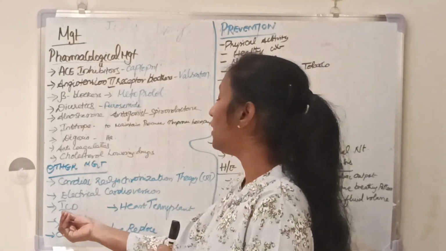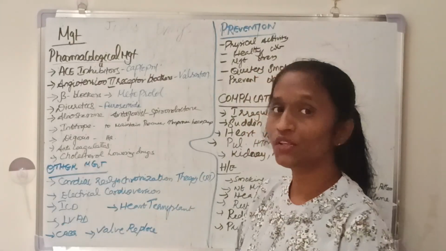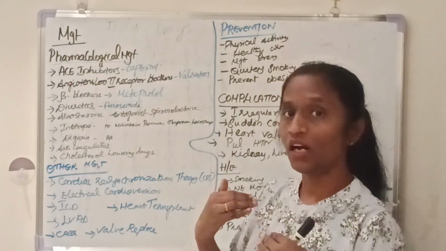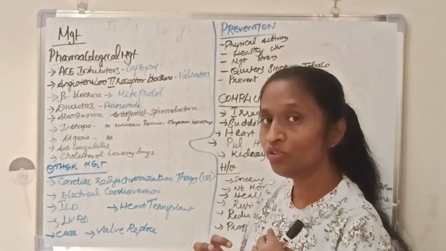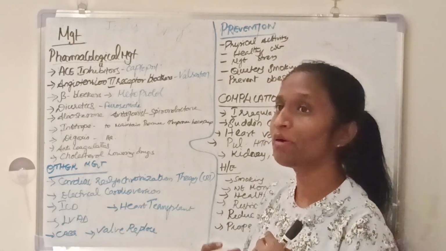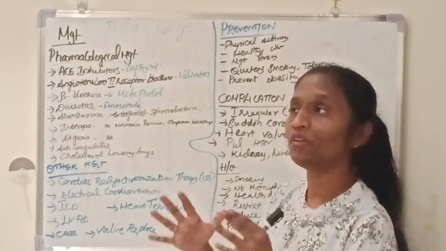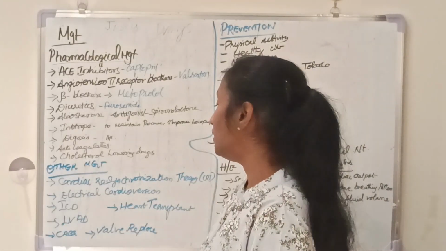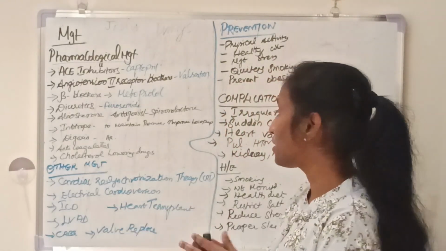Then the implantable cardiac defibrillator. So here, we are placing it inside the heart. It helps to stimulate the heart muscles when the signals show that the rhythm of the heart has decreased. And then the left ventricular assist device.